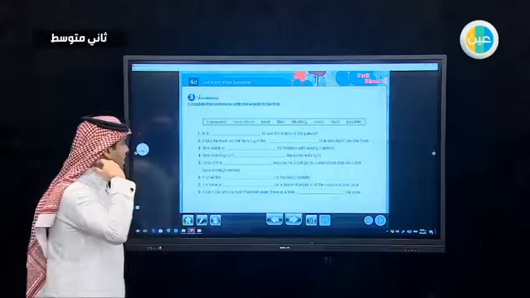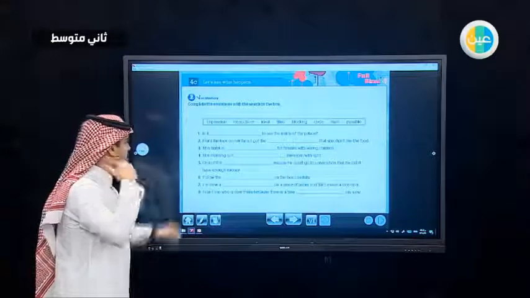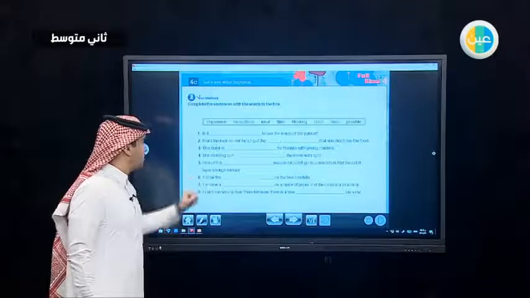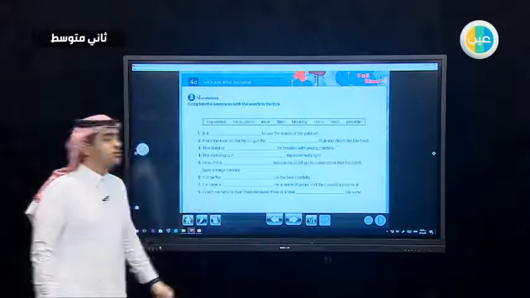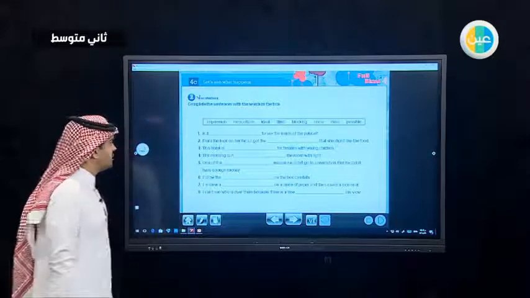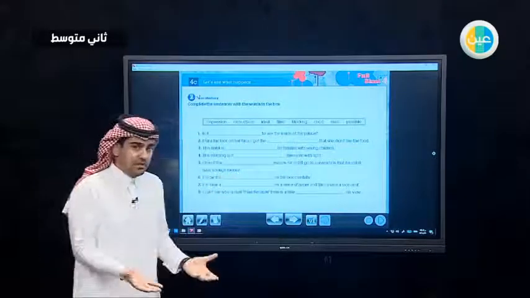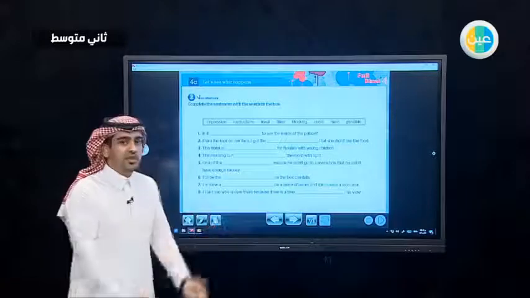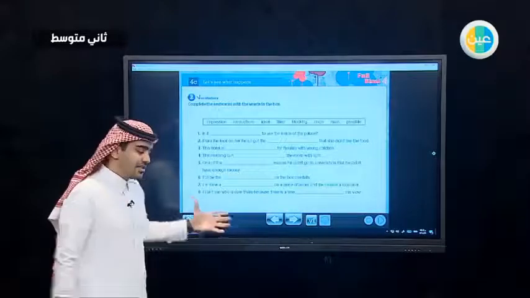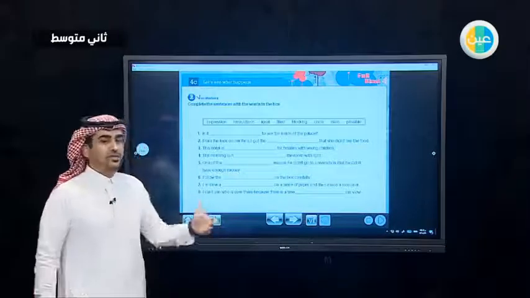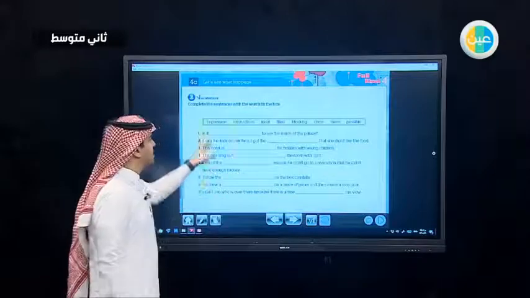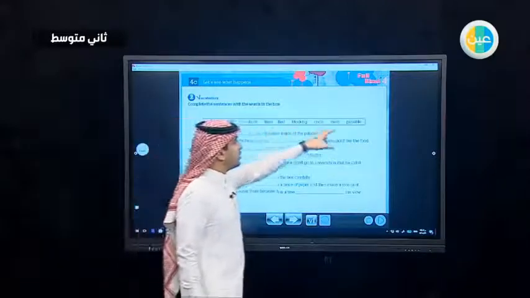We have 1 to 8. I don't think we have enough time, but we will try to do as many as possible. Number 1, is it blank to see the inside of the palace? This is someone asking for permission. He wants to see the inside of the palace. So he is asking, is there a way to see the inside of the palace? So we could use, let's take a look at the word possible.